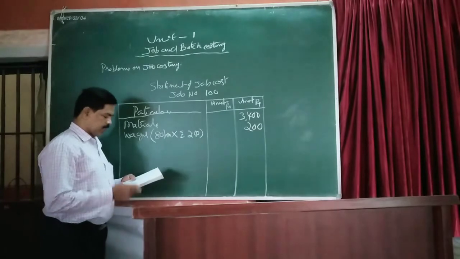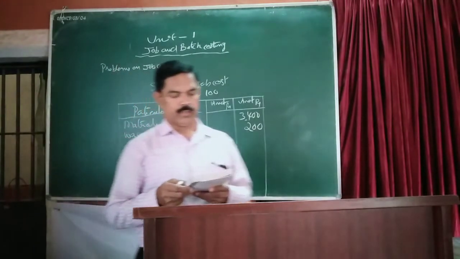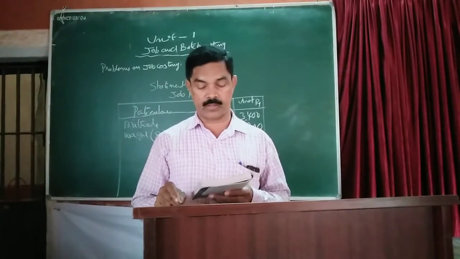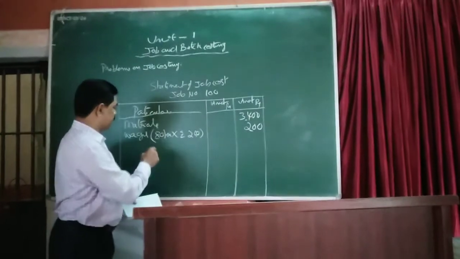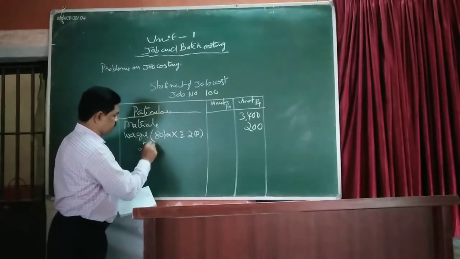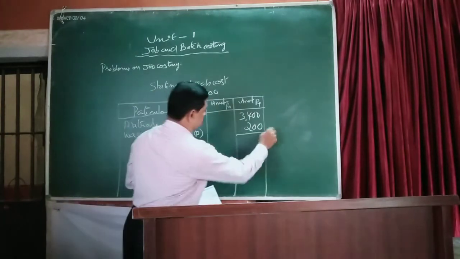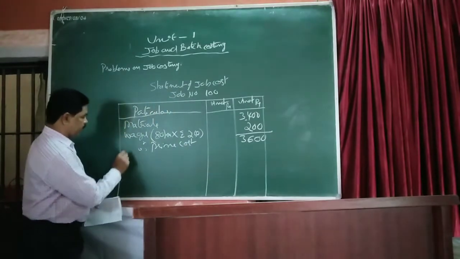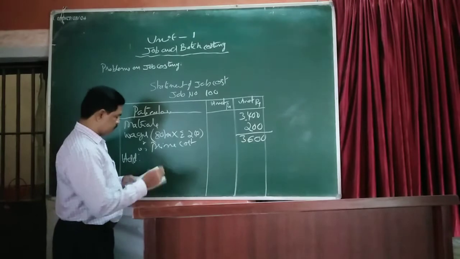Then here we have not been given direct expenses. So direct material plus direct wages is prime cost. We can take it as the prime cost. 3,600 is the prime cost. To this we add overheads.